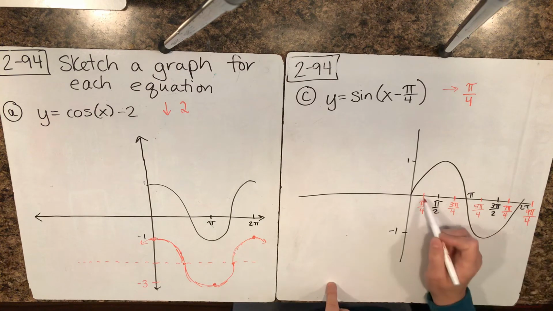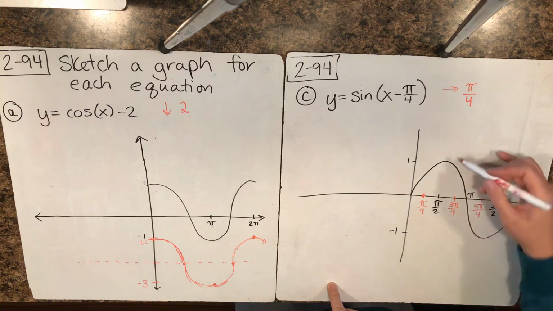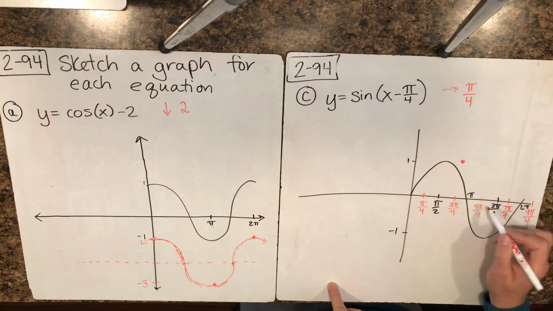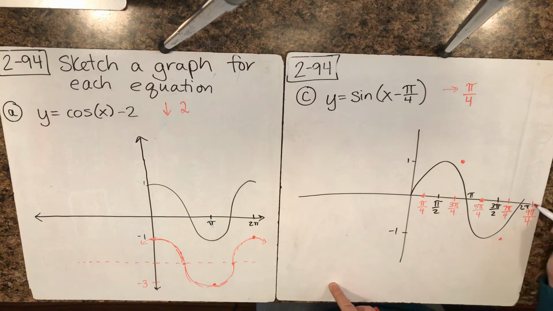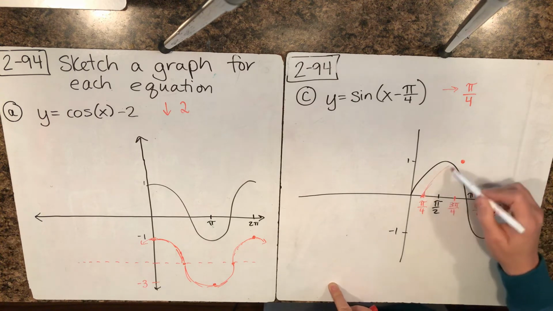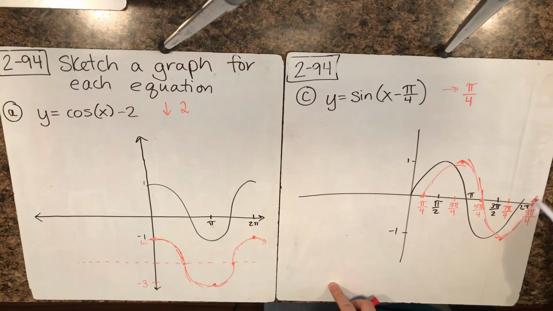Okay, and then I'm just going to start here. Again, I'm going to go up first, then back to the center, midline, then down all the way to -1, and then back up to 0. And again, this is just one cycle of the graph, and we could continue the pattern either direction, right or left, but that's a sketch of the graph.